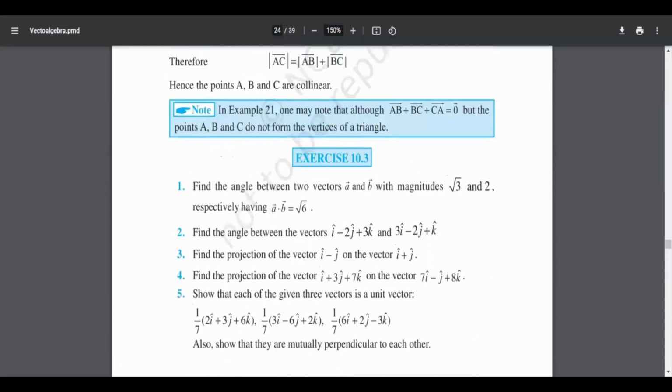So this is exercise number 10.3. Let us try to solve some of the questions of exercise 10.3 in this video. Okay. So find the angle between two vectors with magnitudes given, having A dot B as root 6.